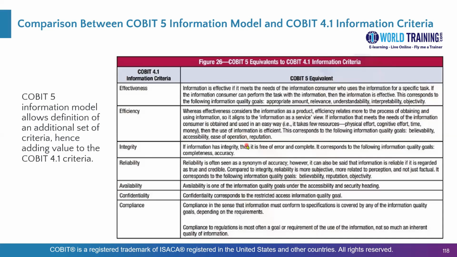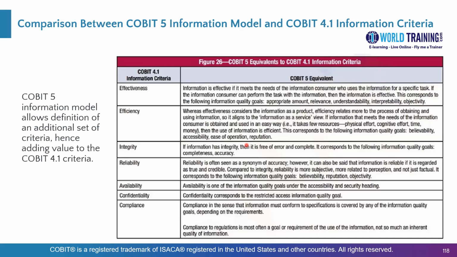Now, in COBIT 5, we see that if information has integrity, then it is free of error and complete. And in COBIT 5, we have the following information quality goals, which are applicable to this, and that is completeness and accuracy. So accuracy is an intrinsic quality, and completeness is a contextual and representation quality.